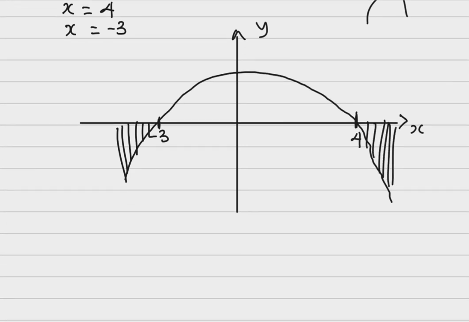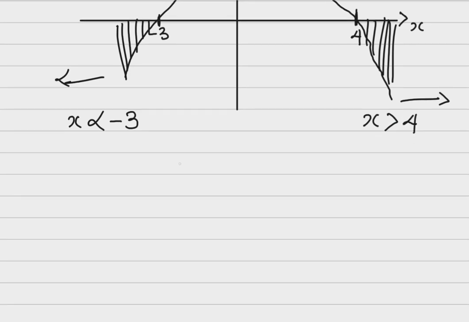Now, if you check the progression of the shading, from minus 3 is moving further away towards the left. Hence, that is moving like this. Hence, x is actually less than minus 3. Then, if you come here, it is moving this way. So, it therefore means that x is actually greater than 4. So, we have the solution as x is less than minus 3 and x is greater than 4.